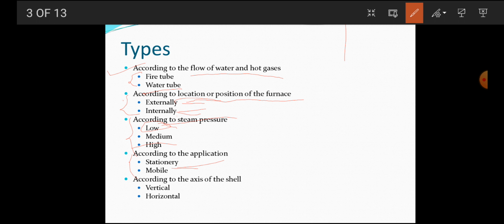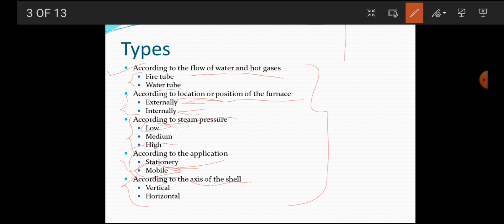This mobile boiler you might have seen recently in the farmers protest movement, where they used to prepare food with the help of these mobile boilers. That is an example of a mobile boiler. Then the last is the axis of the shell. Based on the axis, it is classified under vertical and horizontal. So these are the main types of boilers.